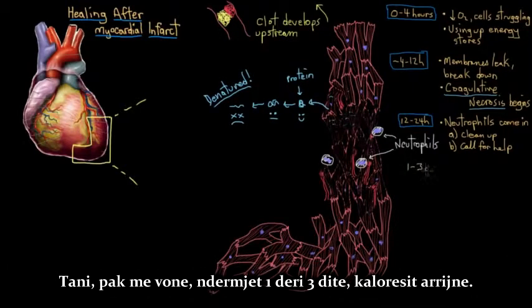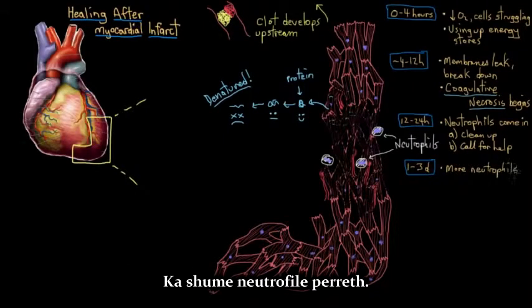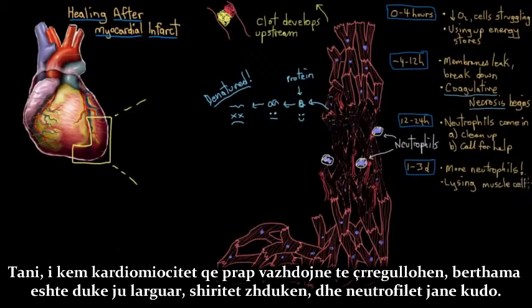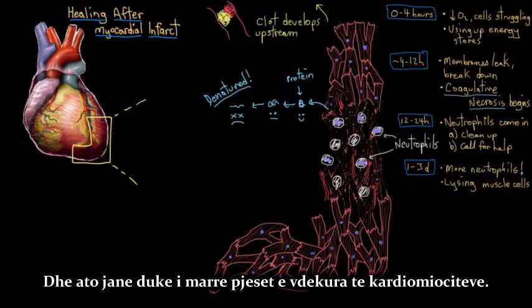Now a little bit later, between about 1 to 3 days, the cavalry arrives. There's lots of neutrophils around now. So you've got your cardiomyocytes still degenerating, their nuclei are going away, their striations are disappearing, and your neutrophils are just everywhere. They're just taking apart or lysing the dead cardiomyocytes.